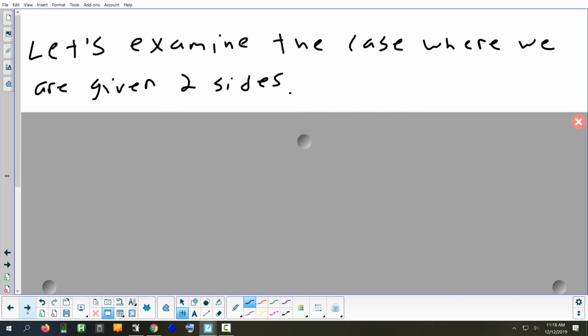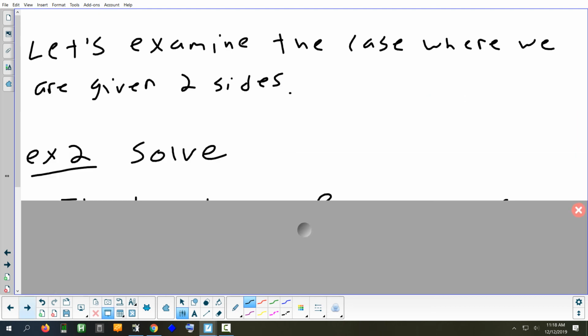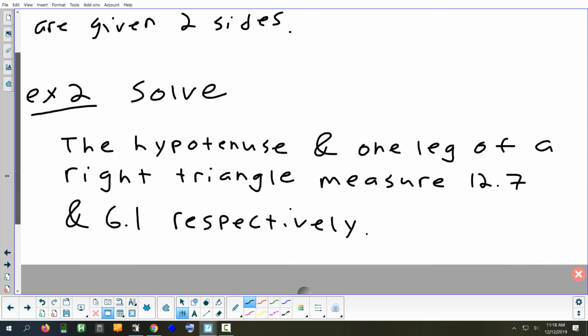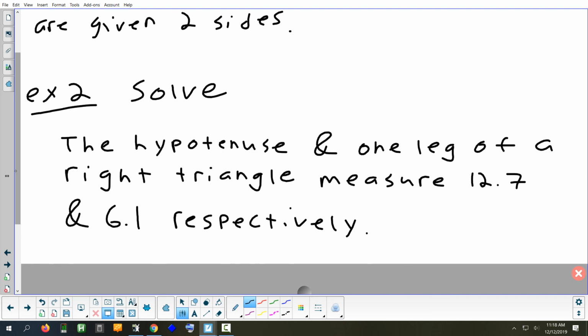Okay, let's try the type where you are given 2 sides. I guess technically this is example 3 in your notes. The hypotenuse and one of the legs in a triangle is 12.7 and 6.1. Now, they don't say which one is which, but if you're given two numbers and one of them is the hypotenuse, how do you know which one the hypotenuse is? It's got to be the bigger one. So the hypotenuse is 12.7 and the leg is 6.1.